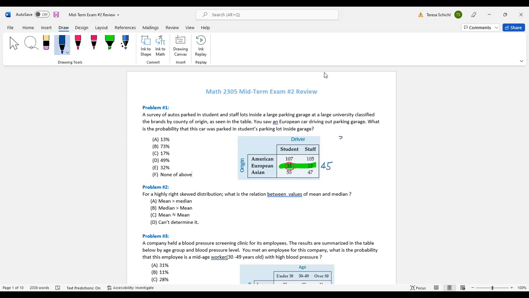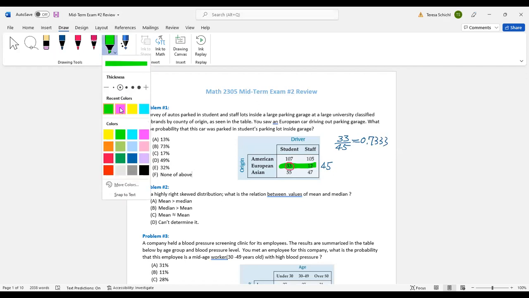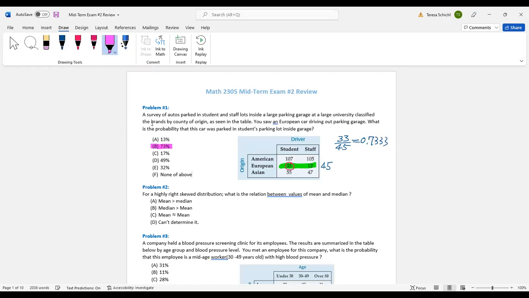So what is the probability here? It will be 33 over 45. If you put 33 over 45 into the calculator, you will get 0.7333, about 73%. So my answer here will be B, 73%. All right, let's take a look at the next question.